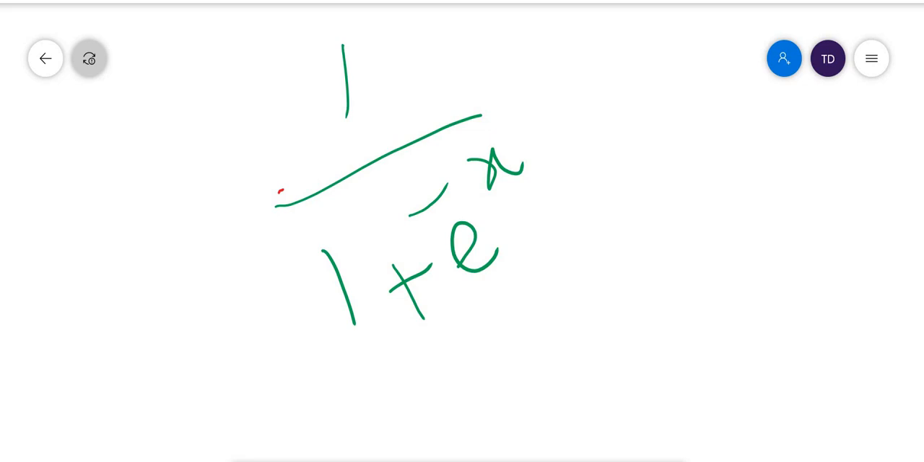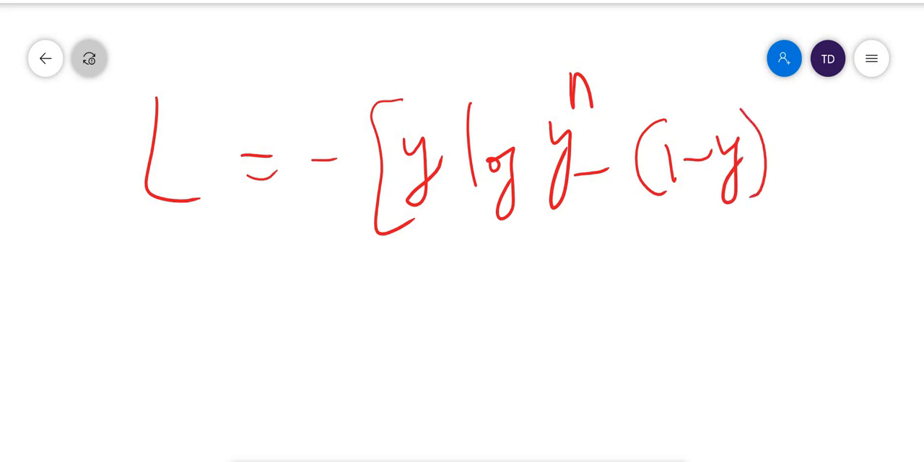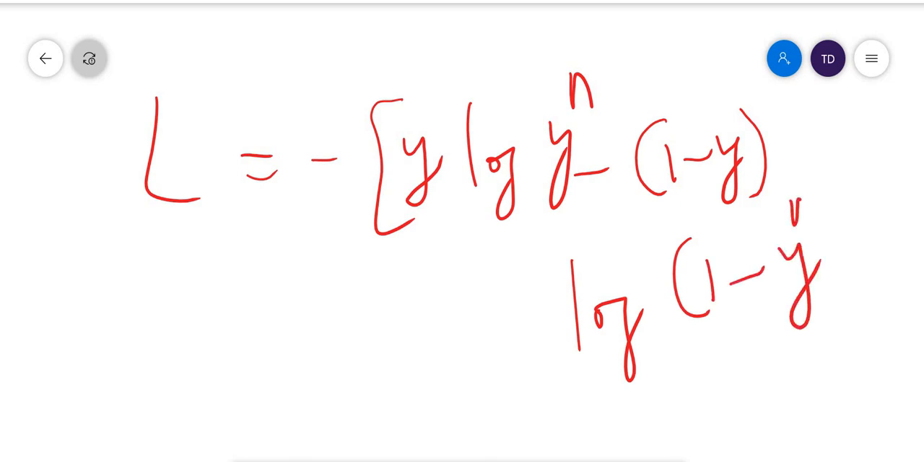Here, instead of x, we will pass the weighted sum. I already told you. Now I am going to write the log loss function. It is L equals minus of y actual into log y cap, where y cap is the predicted value, minus 1 minus y into log 1 minus y cap. This is the equation for the log loss function.